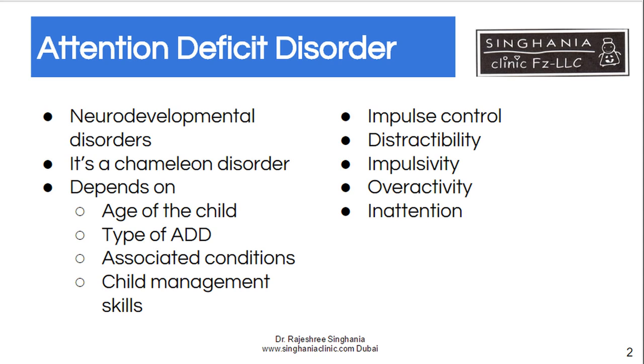Impulsivity is the same as impulse control. Overactivity. The child may be restless, may be fidgety, or just talkative. And of course, the hallmark symptom of inattention, where the child may be daydreaming, may be bored, may take time to do his work, and may not be focusing on what you're saying, even though he's looking at you.